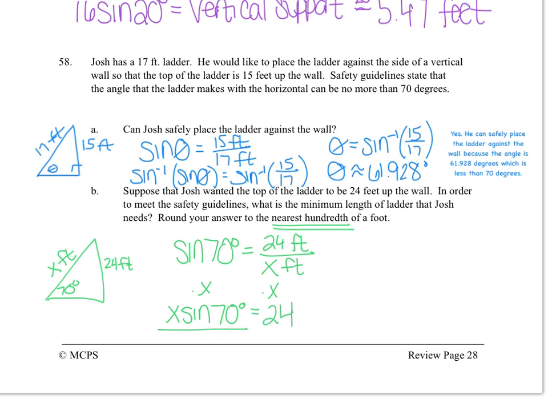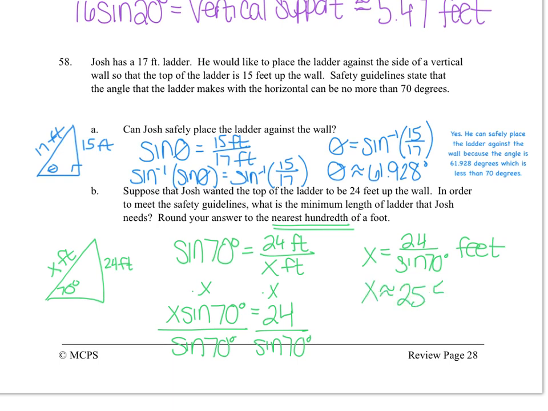Now to get x by itself, I can divide both sides by sine of 70 degrees. So what I'm going to get is x is going to equal 24 over sine of 70 degrees feet. And when I round that, I get approximately 25.54 feet. So the minimum length of ladder that Josh needs is 25.54 feet.